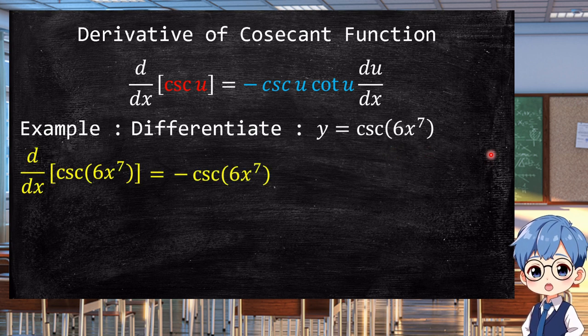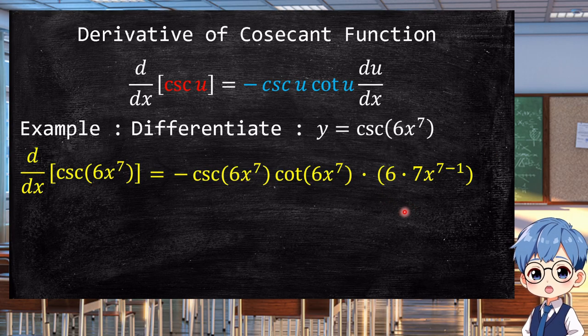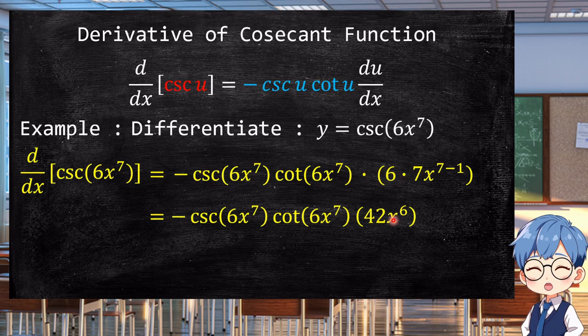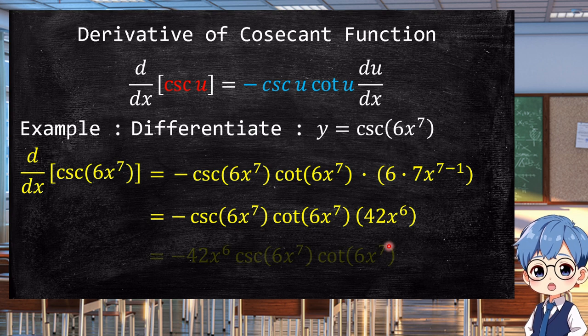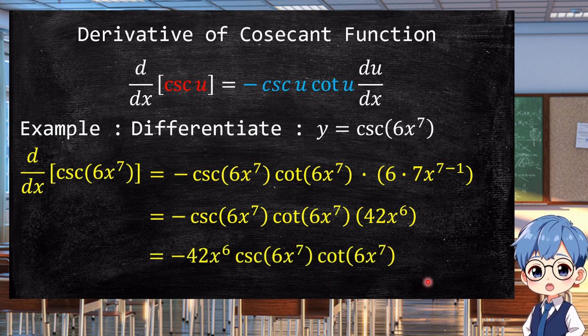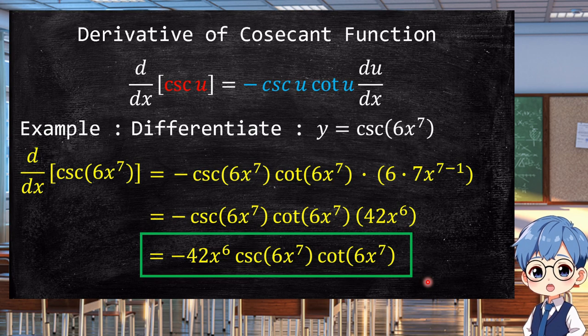So this gives us negative cosecant 6x to the power of 7 times cotangent 6x to the power of 7 times, of course, the derivative of 6x to the power of 7, which is just 6 times 7 x to the power of 7 minus 1. Simplifying this will give us negative cosecant 6x to the power of 7 cotangent 6x to the power of 7 times 42x to the power of 6. So we just rearrange. So for the final answer, we have negative 42x to the power of 6 cosecant 6x to the power of 7 cotangent 6x to the power of 7.